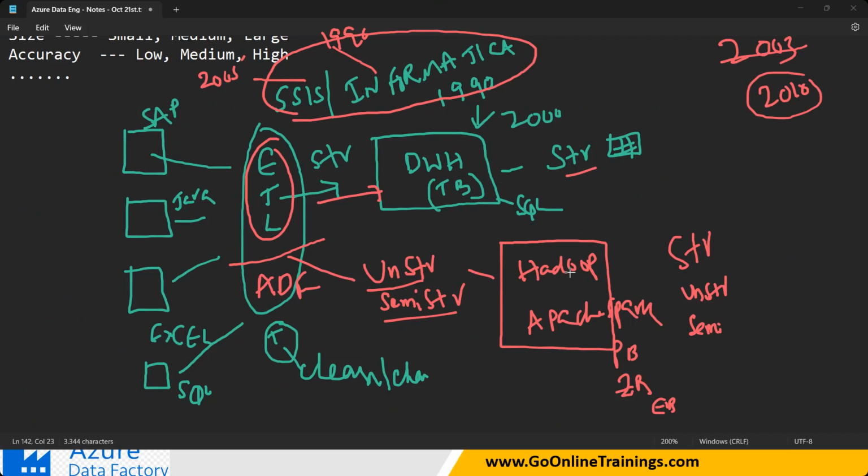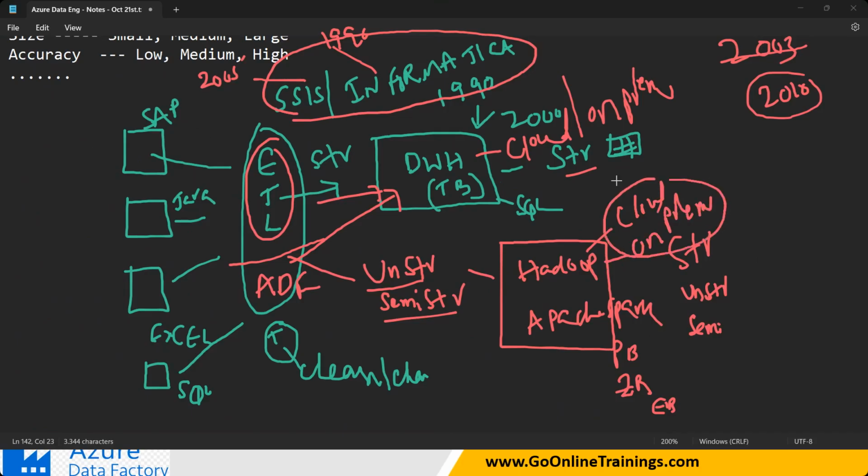Clear? Why is ADF needed? Because ADF is an ETL tool. It can get the data from any source. It can dump the data to the data warehouse. ADF can also load the data to a cloud data warehouse, remember, or it may be on premises. Even Hadoop or Apache Spark can be on the cloud or on premises. Everything can be cloud, everything can be on premises.